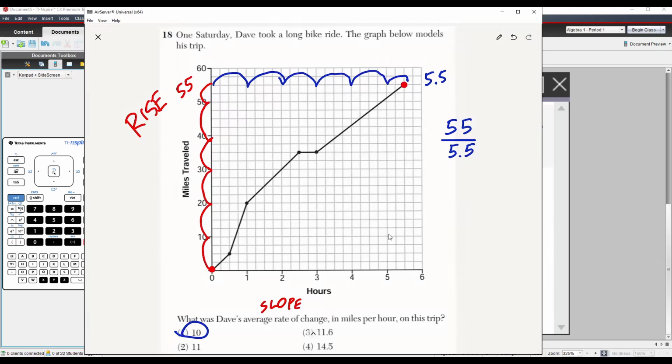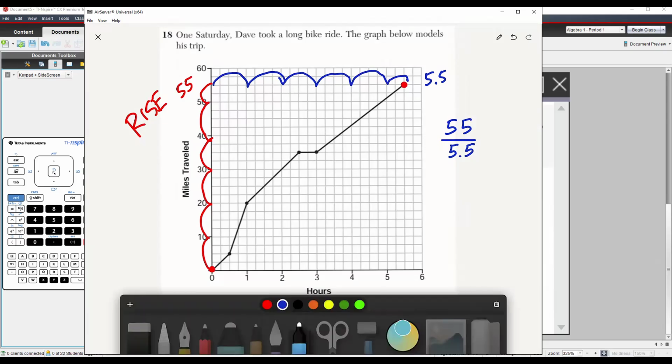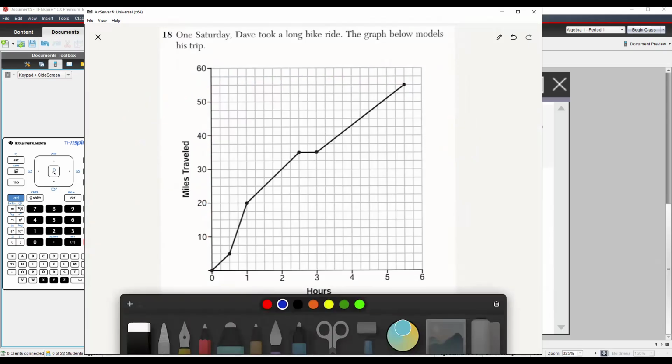Now, I'm going to do the same thing, but this time I'm just going to use the slope formula. So we still need to know the coordinates for this point right here and this point right here. So this one obviously is just 0, 0. This one is 5.5, that's the x, and the y is 55.